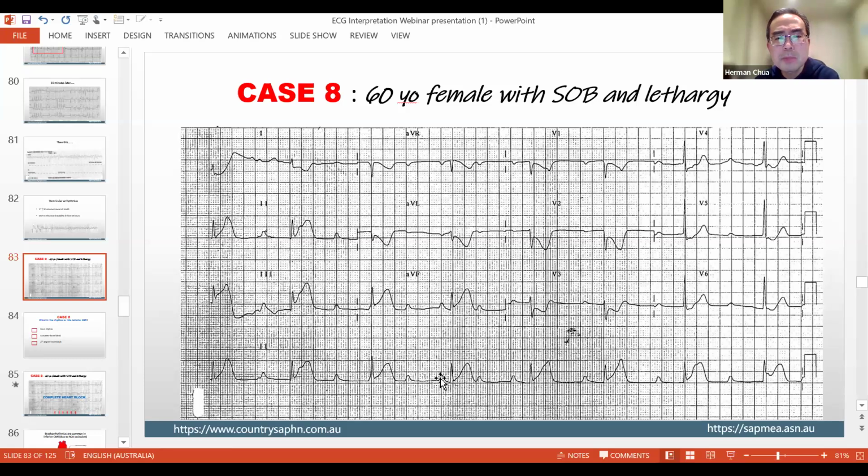Can people actually see my cursor as I move it around and toggle it around? Busala, can you see that? Yes, we can see your cursor. Okay, great, excellent. So that will help a lot, I guess.